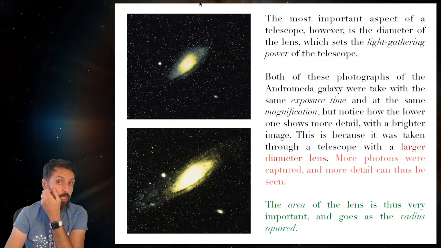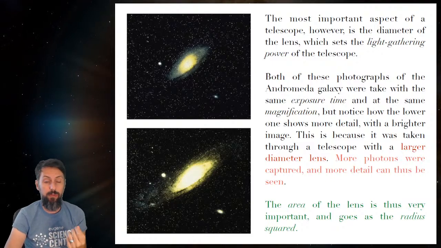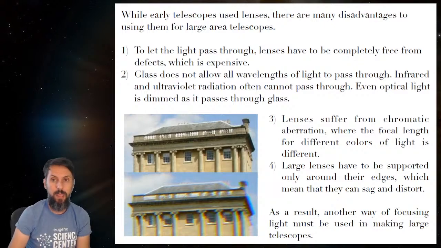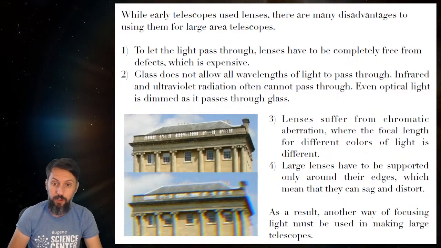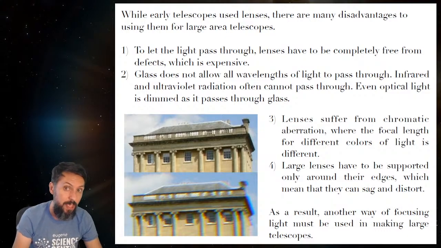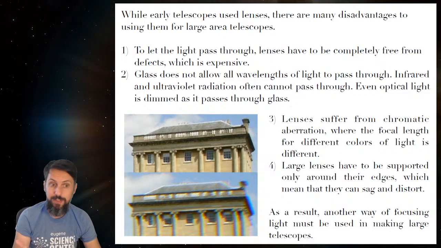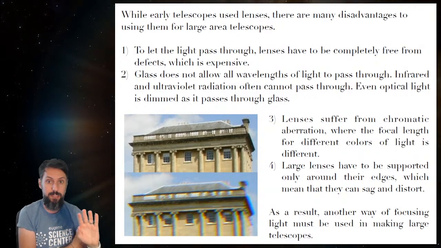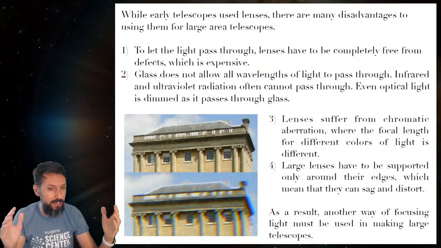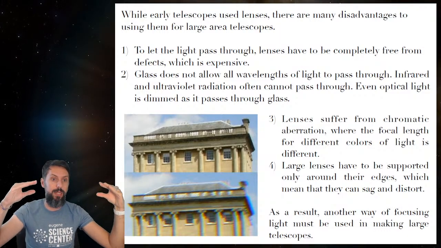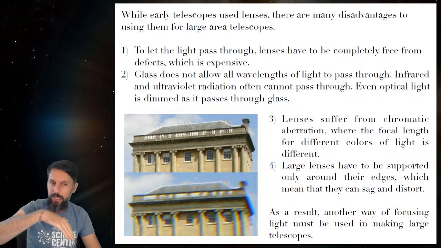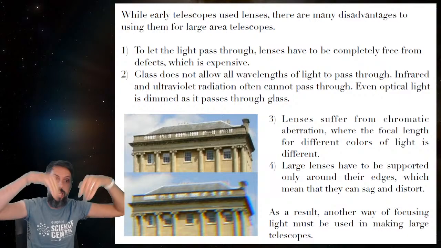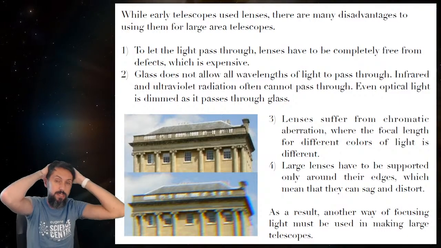That's why we'll be talking today at the end about some telescopes. Generally when you're gathering light, you want a bigger telescope, but it's tough to make bigger telescopes. Here are the things we talked about a couple weeks ago about why you wouldn't want to use lenses. Lenses have to be free from defects to get the light to pass through, so you need perfectly defect-free glass, which is really expensive. It also doesn't allow all wavelengths of light to pass through. Infrared or ultraviolet radiation can't pass through, so if you wanted to make an infrared telescope with lenses, you couldn't, because the infrared light would just get absorbed or bounce off the lens, which is bad.